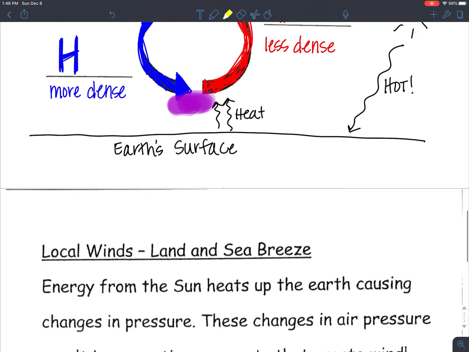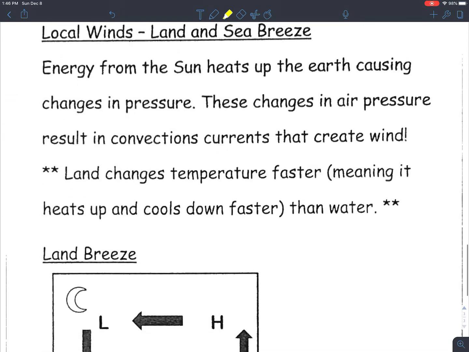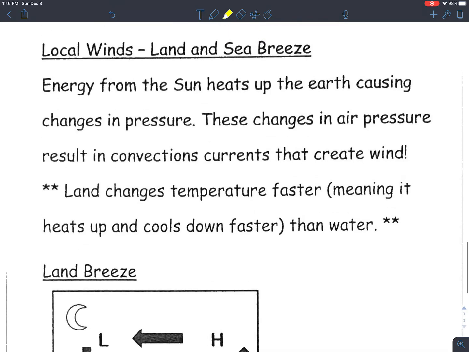All right, let's move on to local winds. Grab your highlighter. Energy from the sun heats up the earth, causing changes in pressure. These changes in air pressure result in convection currents that create wind. Here's what you need to highlight that's super important. Land changes temperature faster than water. This means that land heats up and cools down faster than water.